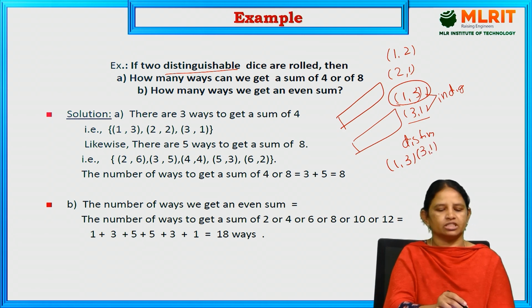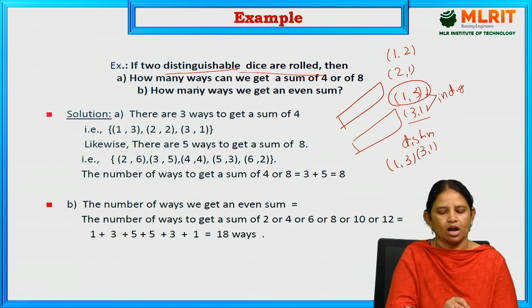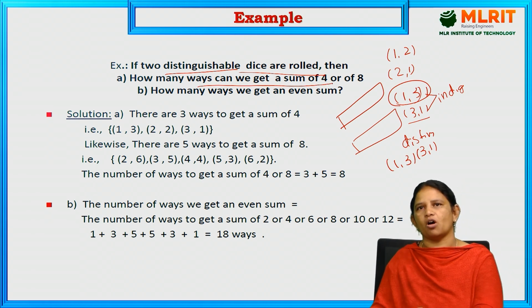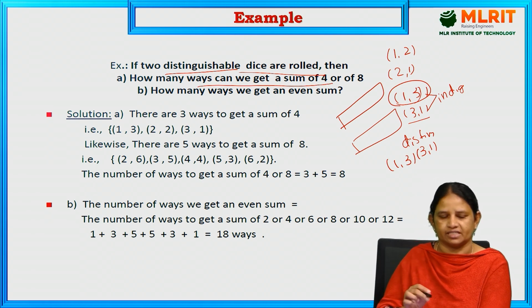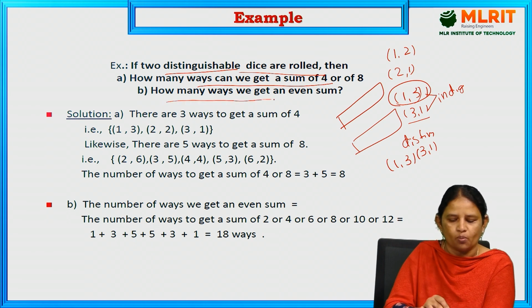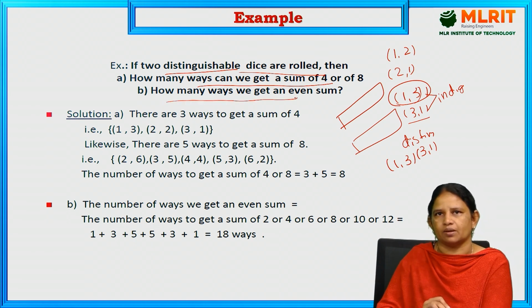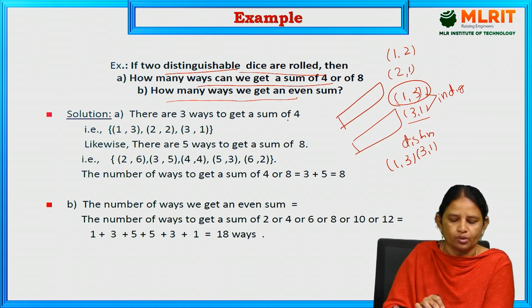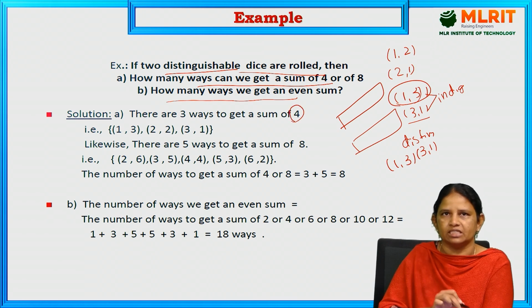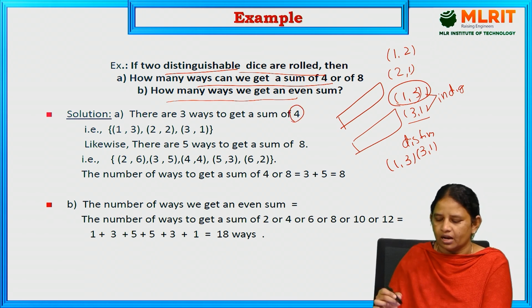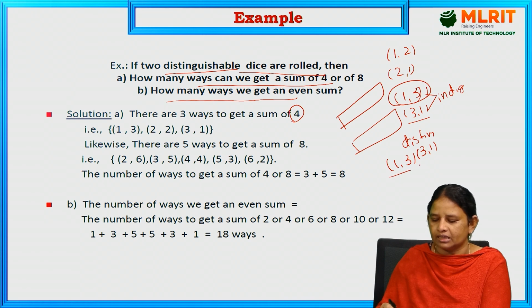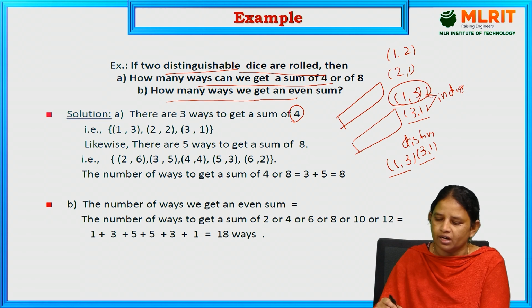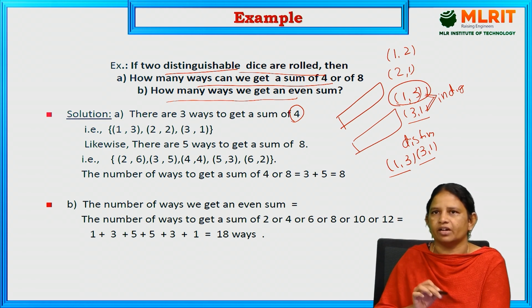So, two distinguishable dice are rolled. The first question: how many ways can we get a sum of 4 or 8? The second question: how many ways can we get an even sum? First, with two distinguishable dice, how do we get 4? What are the possibilities? Since they are distinguishable, 1, 3 and 3, 1 are automatically different. In the case of indistinguishable dice, 1, 3 and 3, 1 would be the same.